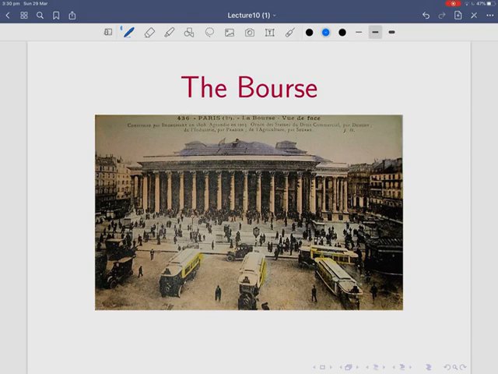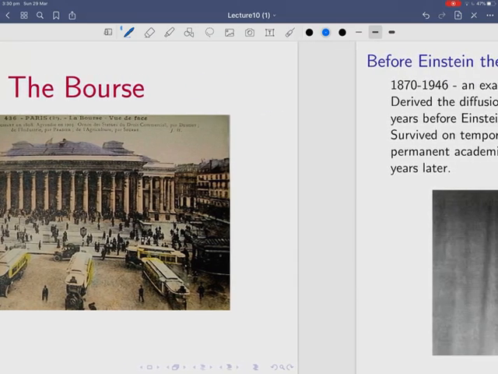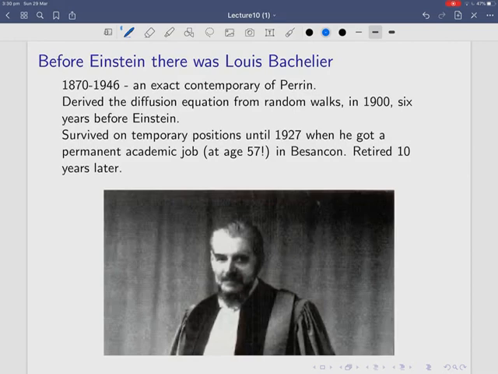Okay, so here's the Paris Bourse, the Paris Stock Exchange. And the reason why we're looking at the Paris Stock Exchange is because one of the great founders of this area of study was Louis Bachelier, who was a Frenchman and an exact contemporary of Perrin. So Perrin was born then and died then, and so did Bachelier. Now, Bachelier derived the diffusion equation from random walks in 1900, 6 years before Einstein. Okay, and other people have derived things as well. Lord Rayleigh did some work on adding up random sounds and similar kind of things.